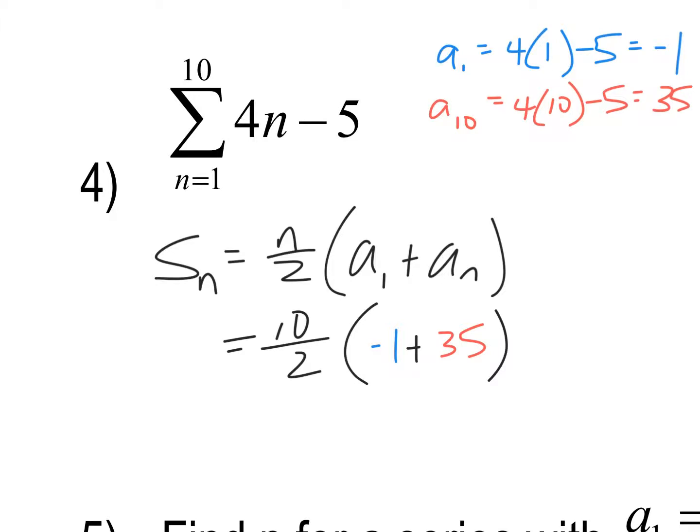And so when you crunch that number in your calculator, you end up with 5 times 34, which is 170. The sum of the first 10 numbers in this sequence is 170.